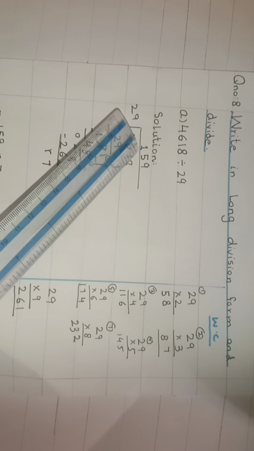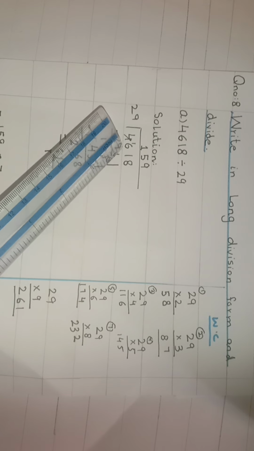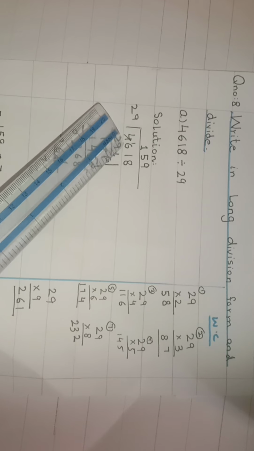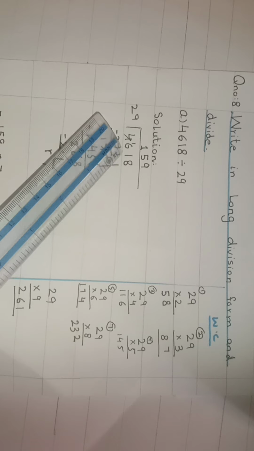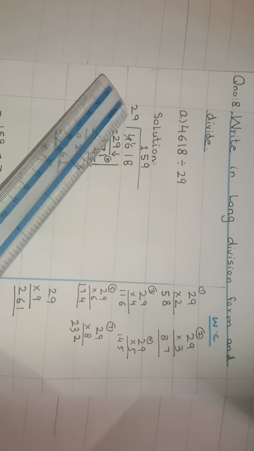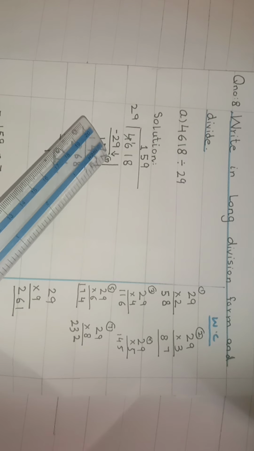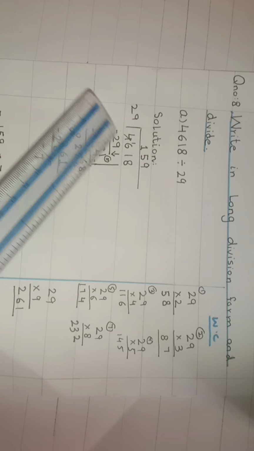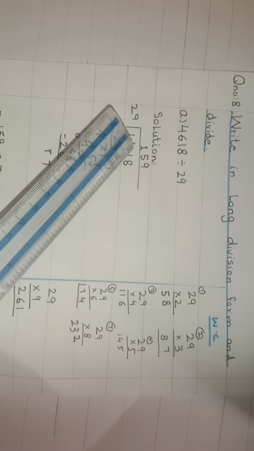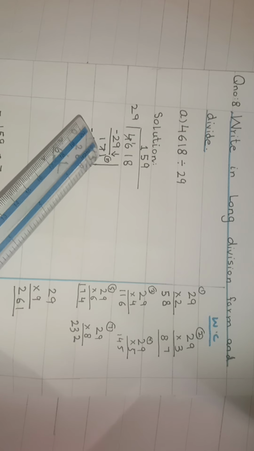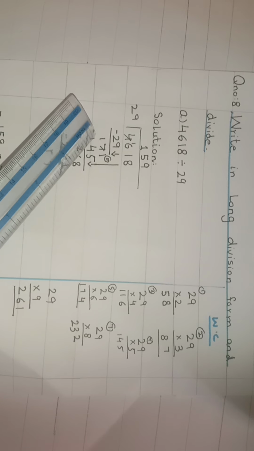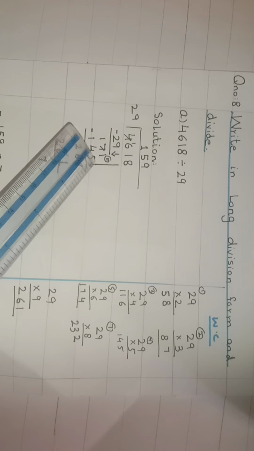First of all we will consider 46. 29 twos are 58, which is greater than 46. So we will write 29 ones are 29. Now subtract. We can't subtract 6 minus 9, so we will take carry. 16 minus 9, 7, 3 minus 2, 1. Then putting down that 1.